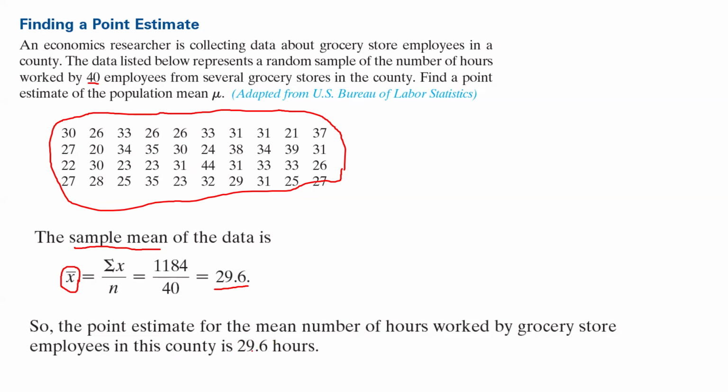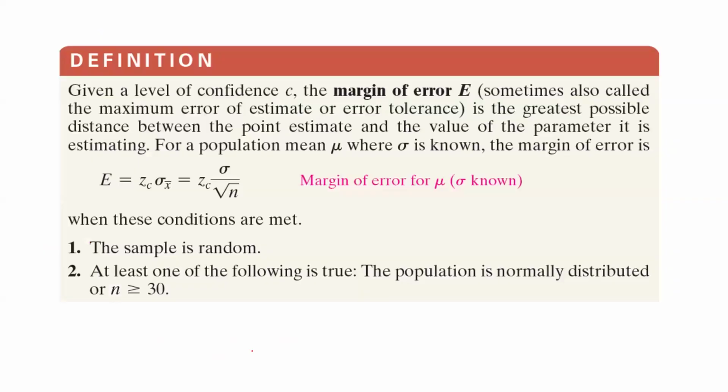Well, this is not the true representative for population mean. So what's the meaning of that? It means that we need to find the confidence interval. Before finding the confidence interval, we need to find the margin of error, or E. Given a level of confidence like C, the margin of error, or E, sometimes called maximum error of estimate or error tolerance, is the greatest possible distance between the point estimate and the value of parameter it is estimating.